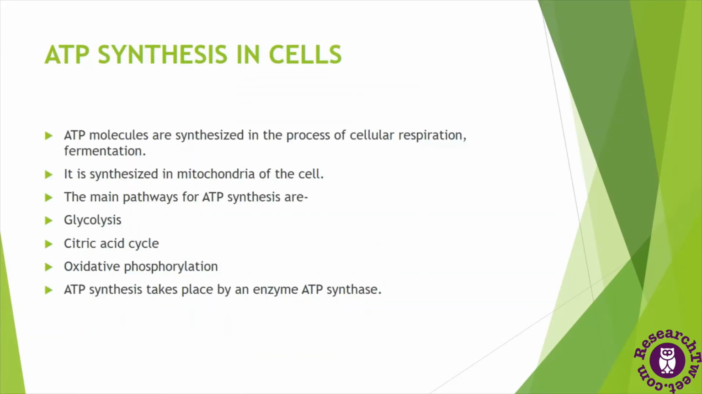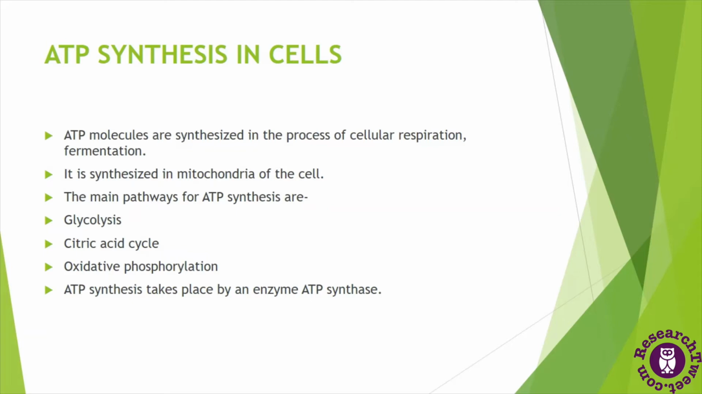Now, let's understand ATP synthesis in cells and how it occurs in our cells. These molecules are synthesized by the process of cellular respiration or fermentation. But the major process for the synthesis of ATP in our cells is oxidative phosphorylation, and in plants it is the Z reaction. In the human body or in eukaryotic organisms, ATP synthesis takes place in the mitochondria of the cell, in the mitochondrial matrix, where the enzyme ATP synthase is found, and it converts ADP molecules into ATP molecules.